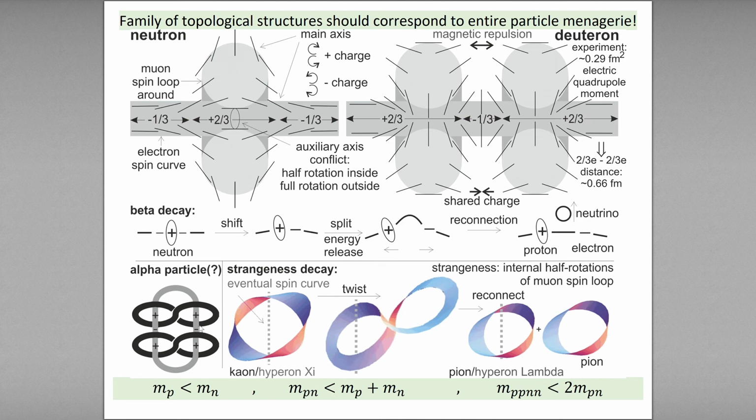For strangeness, if you look at the list of baryons, usually we start with neutron and proton and add these pions, getting higher and higher strangeness. So it could be realized here by adding this twist to this flux liner round. So there is a place for strangeness.